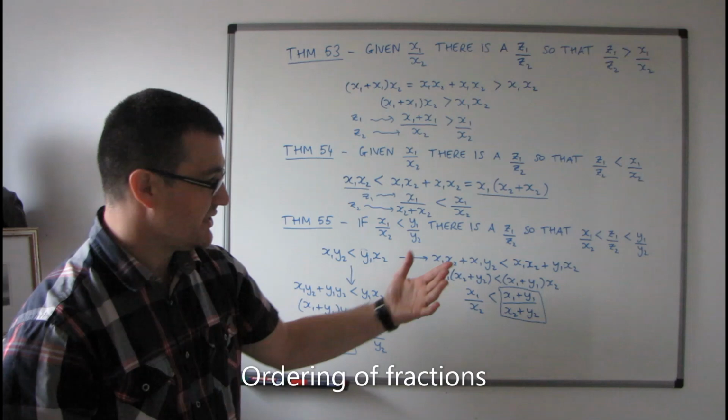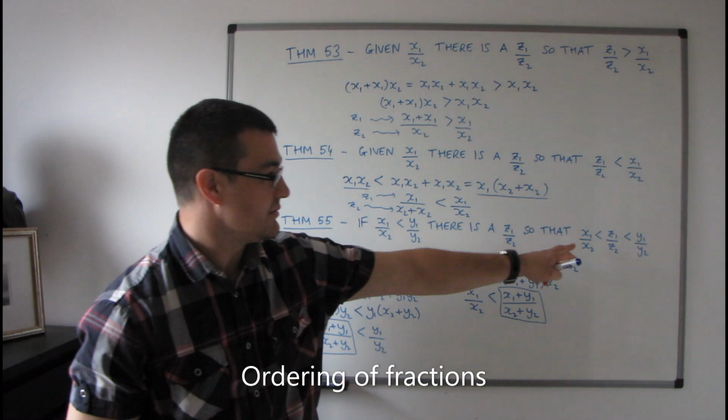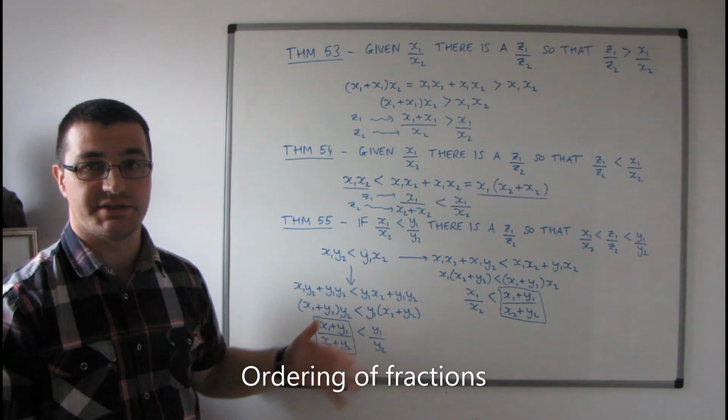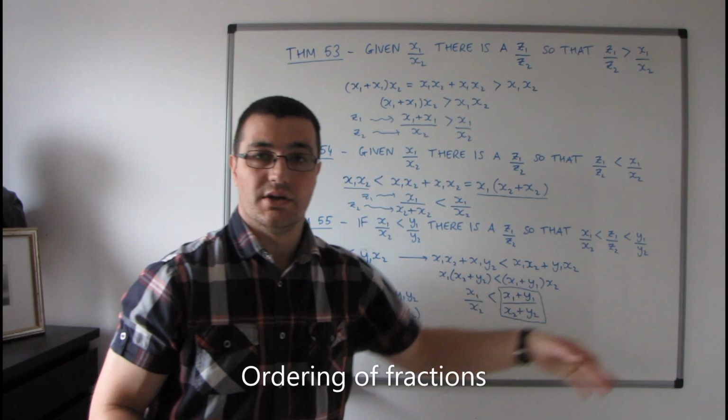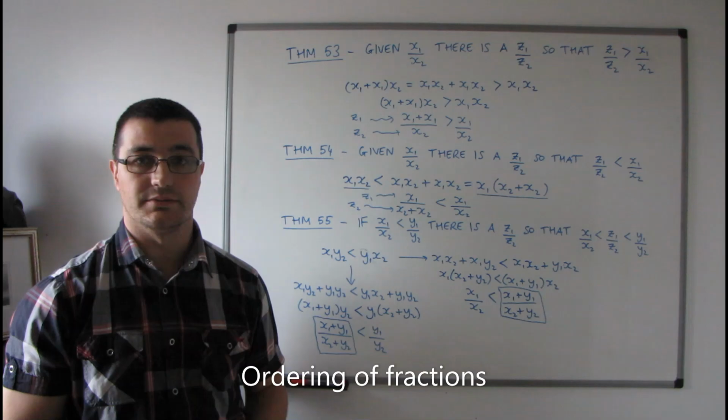So this is the fraction that we're looking for, the z1 over z2. So z1, we could say that it's x1 plus y1, z2 is the x2 plus y2. Don't be under any impressions that this is the only fraction that is between x1 over x2 and y1 over y2. This is just one of them. So all we're showing here is that there exists a fraction in between these two. Not that it's the only one. There's all kinds of fractions that are going to be between these two, but this is just showing that there is at least one, and actually it will turn out that there's an infinite number of them as well.